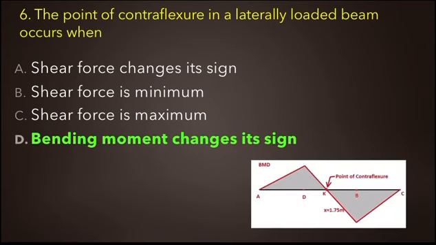Bending moment changes its sign, because we have points of inflection, points of contraflexure. Point of inflection is where the bending moment touches zero, and point of contraflexure is bending moment reaching zero while moving from positive to negative or negative to positive magnitude.